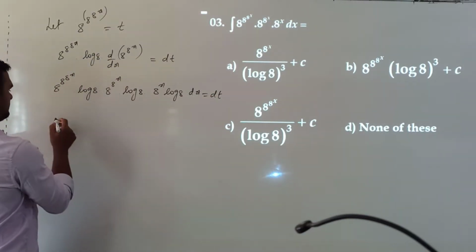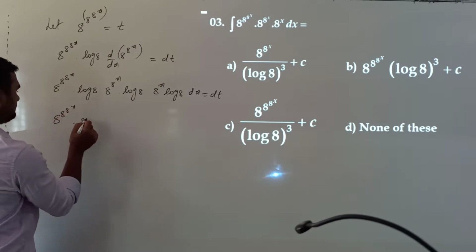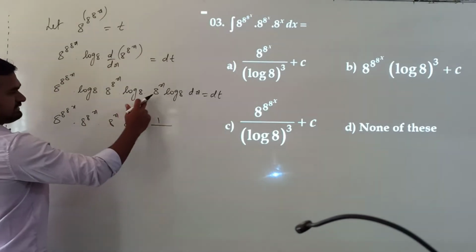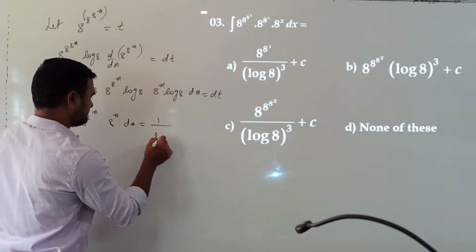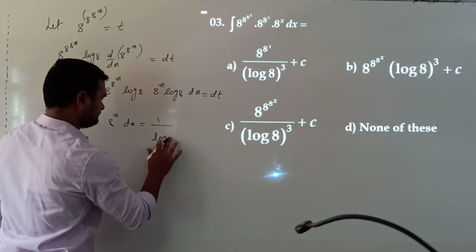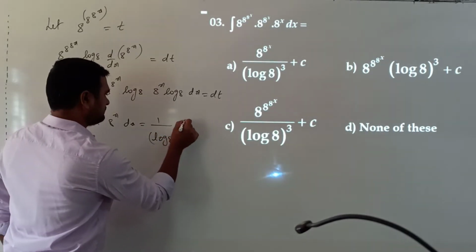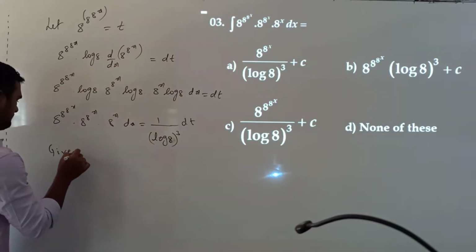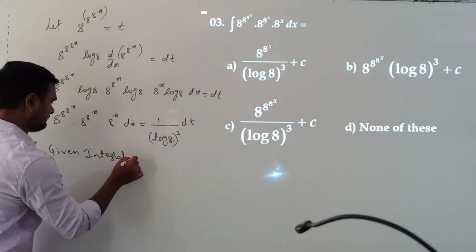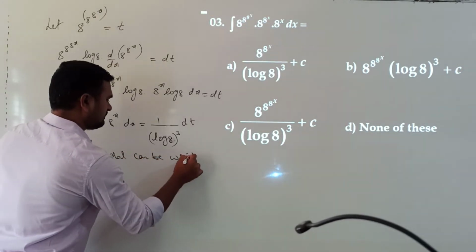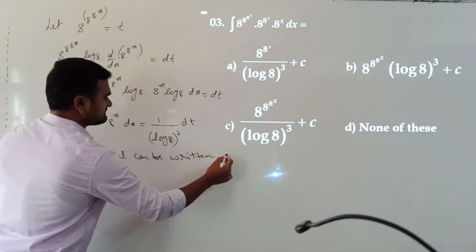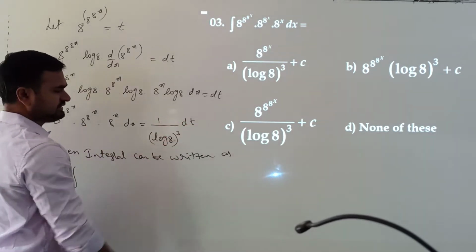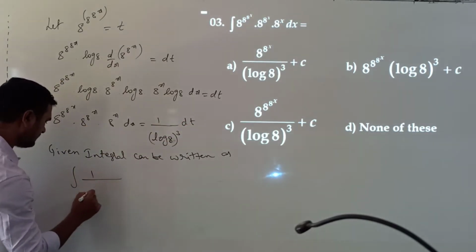So the required term 8 power 8 power 8 power x into 8 power 8 power x into 8 power x dx can be written as (1 by log 8) whole cube into dt. So the given integral can be written as the integral of dt by (log 8) whole cube.